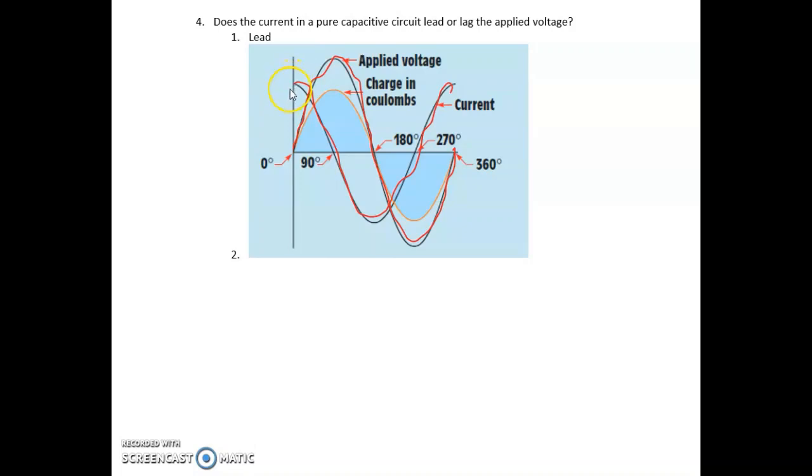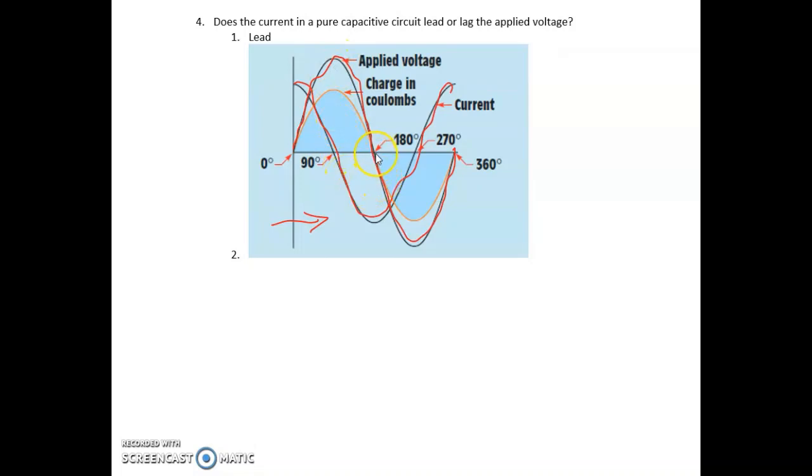And we can see at time 0, or at 0 degrees, the current is at its maximum and the applied voltage is at 0. As time moves on, we can see that the current is actually leading the voltage by 90 degrees. So at 90 degrees, current is at 0 and applied voltage then reaches its maximum.